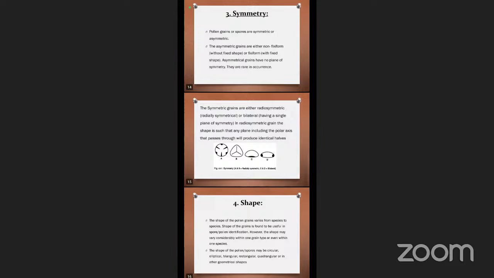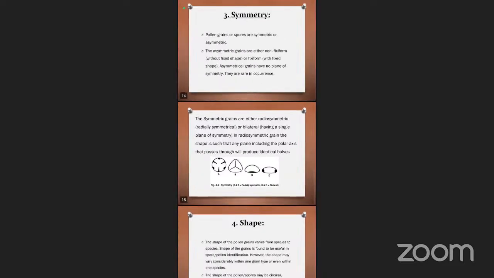Again, symmetry can be radial or bilateral. Radial means we can cut in any plane and it gives two equal parts in any direction. Bilateral, as the name says, the bi means if you cut along one plane it divides into two equal parts, that is called bilateral symmetry. So let's see again here. Bilateral has only a single plane of symmetry. If you cut along that single plane, only then does it give equal parts.